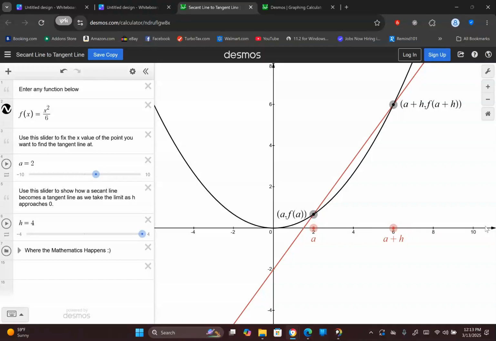And some books and some instructors like to do that as well. It kind of depends on the book, depends on the instructor. H is just delta X. So when I move from A to A plus H, my Y values should move from F of A to F of A plus H.